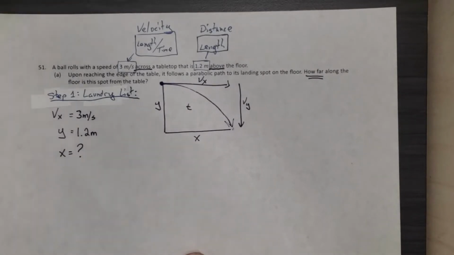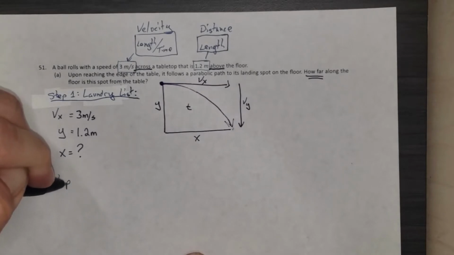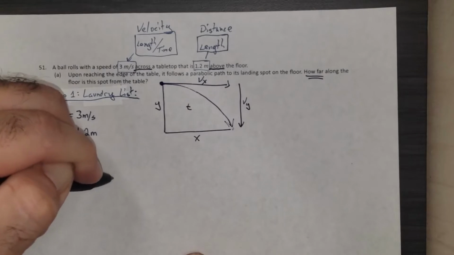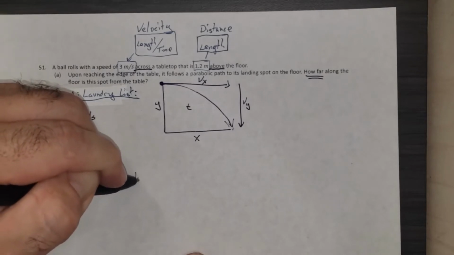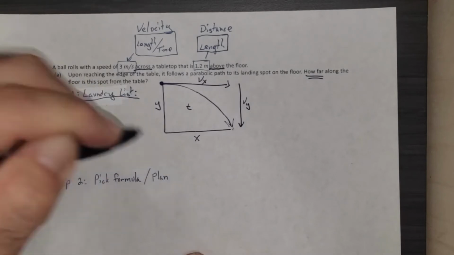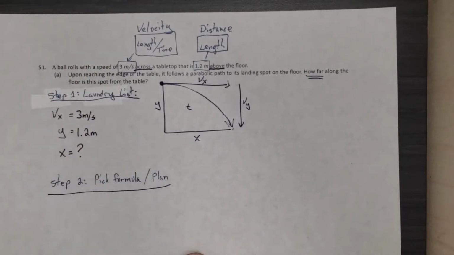So step 2 is to pick the formula needed and/or develop a plan in order to solve the problem. So let's do this in green.